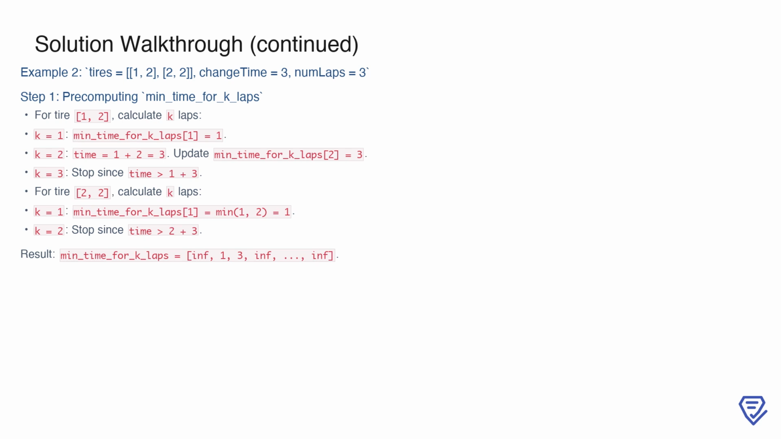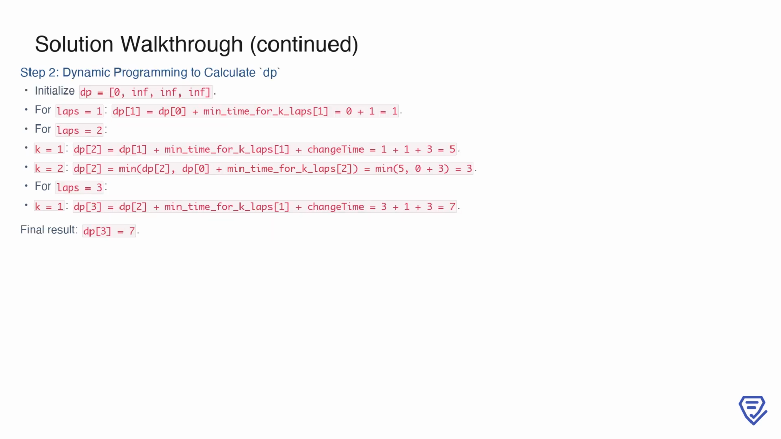For the third lap, the time exceeds the cost of switching the tire, so we stop. For the tire [2, 2], the first lap takes 2 units, but this does not improve min_time_for_k_laps[1], as we already have 1 as the minimum. For the second lap, the time exceeds the switch cost, so no further updates are made. The result of this step is that min_time_for_k_laps contains INF, 1, 3, INF, where only the first 2 laps are feasible.